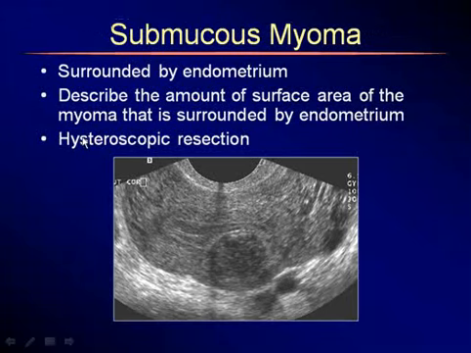Here's a submucous myoma, or submucosal myoma, sometimes called. This is a myoma that is 50% submucosal and 50% intramural with a covering of myometrium. This was a patient who had had 3 spontaneous abortions. And once this was removed, she eventually became pregnant. So this was removed hysteroscopically.